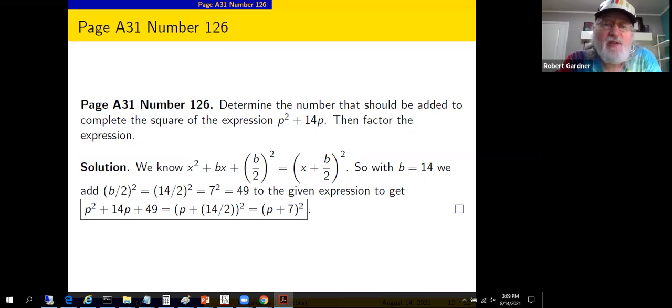I can even tell you what it is. It's x plus b over 2, I'm sorry, for us, p plus b over 2. P plus 14 over 2, quantity squared. Well, 14 over 2 is 7. Excuse me, it's p plus 7 squared. FOIL this out, you'll get the first one squared, p squared, right? You'll get the last one squared, 7 squared is 49, right? And you'll get twice the product. The product is 7p, twice that's 14p, right? So there's the technique for completing the square.